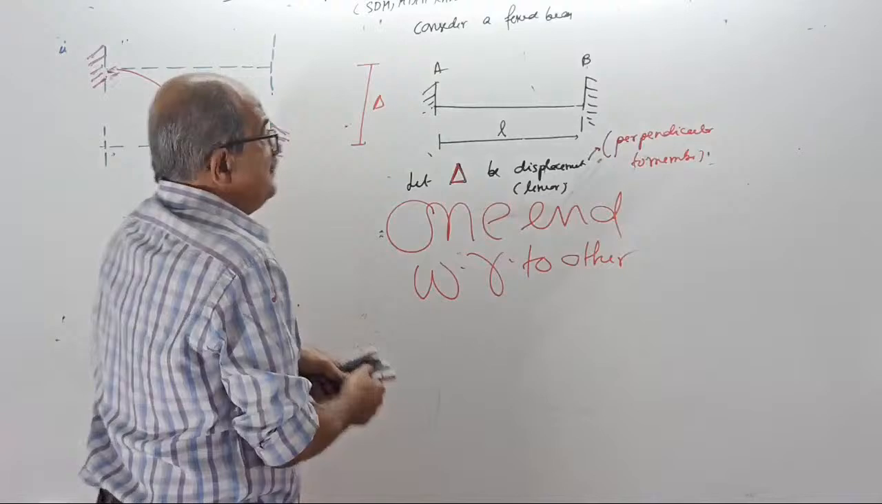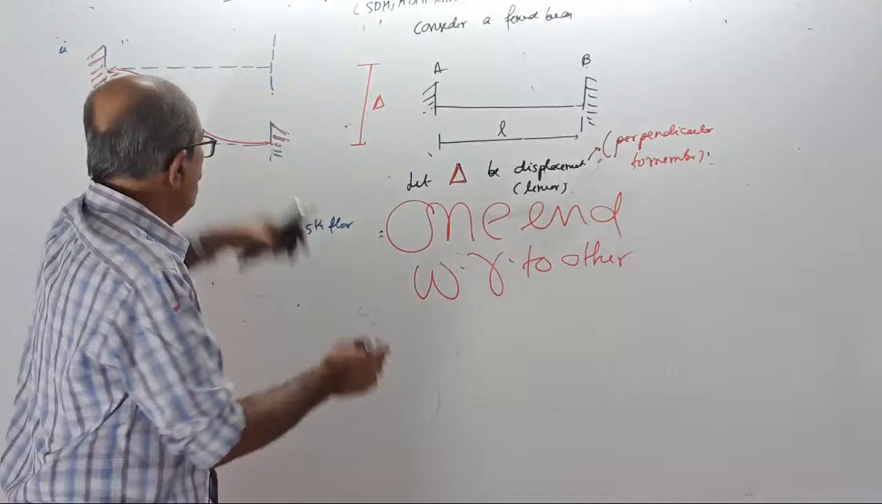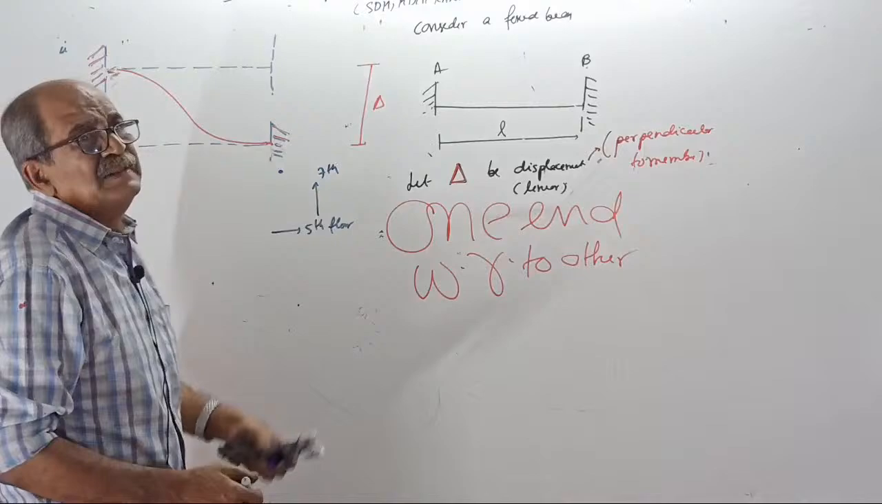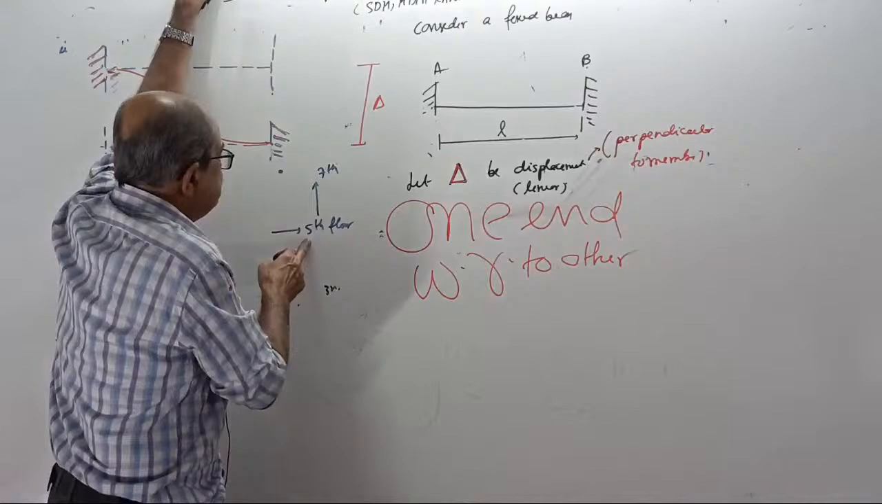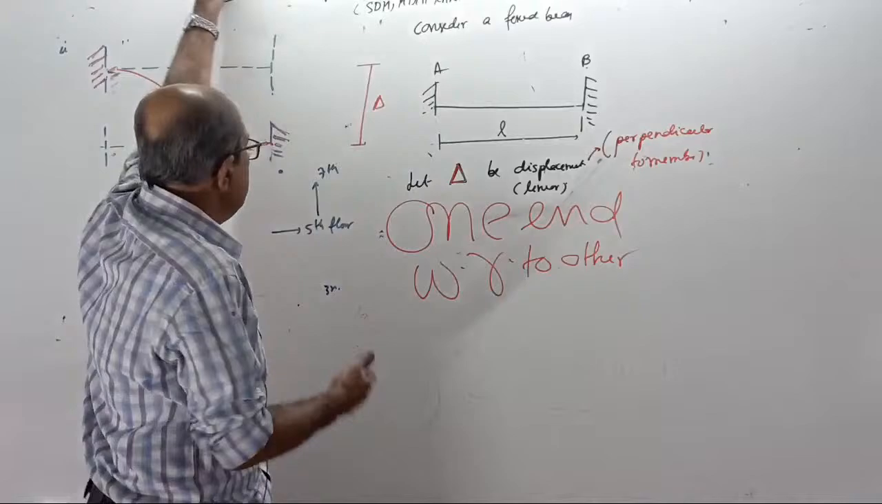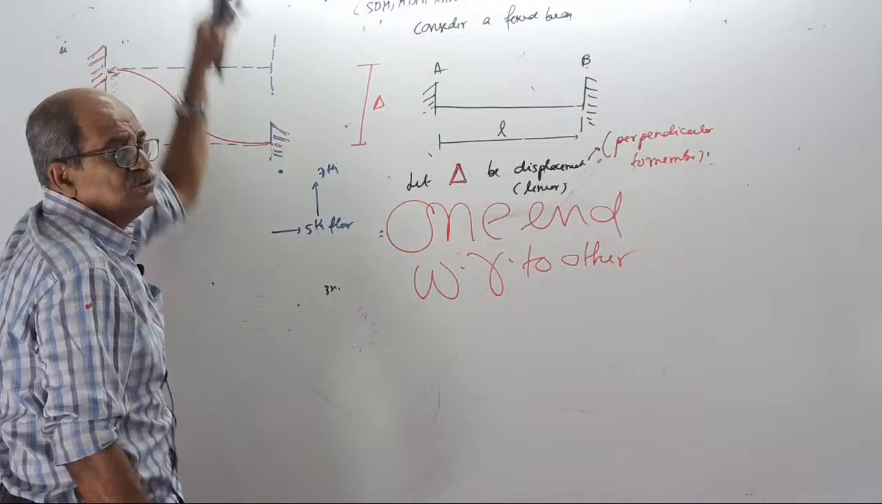Suppose you are on the fifth floor. If somebody goes to the seventh floor, somebody standing on the seventh floor will say he is coming towards me. Somebody on the third floor will say he is going away from me. He is going from the fifth floor to the seventh floor. Somebody on the upper side will say he is coming towards me, and somebody on the lower side will say he is going away, coming nearer and nearer, or going away and away from me. Yes or no?